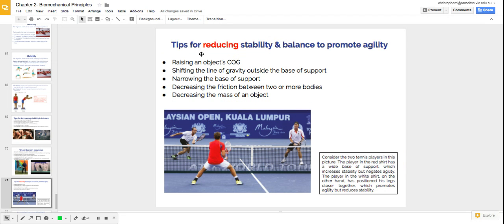Ways to reduce stability, in order to promote agility, are usually raising an object's center of gravity, and also narrowing the base of support. If we use our tennis players here, the tennis player in red is going to be a lot more stable because they've got a wider base of support, in comparison to our player on the left, who has a narrower base of support, so they're going to be more agile.